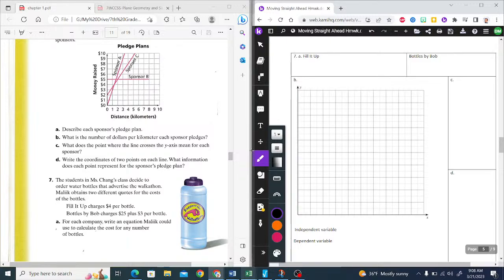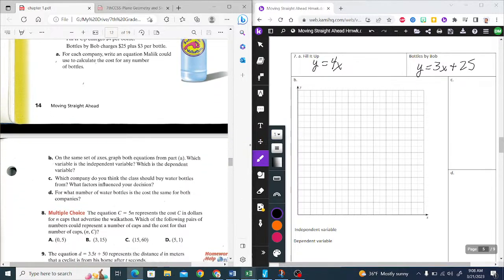For each company, write an equation Malik could use to calculate the cost of the number of bottles. For Fill It Up, that'd be y equals 4x. For Bottles by Bob, that'd be y equals 3x plus 25. Part B says, on the same set of axes, graph both equations from part A. Which variable is independent and which is dependent? The independent variable is bottles, and the dependent variable is money.